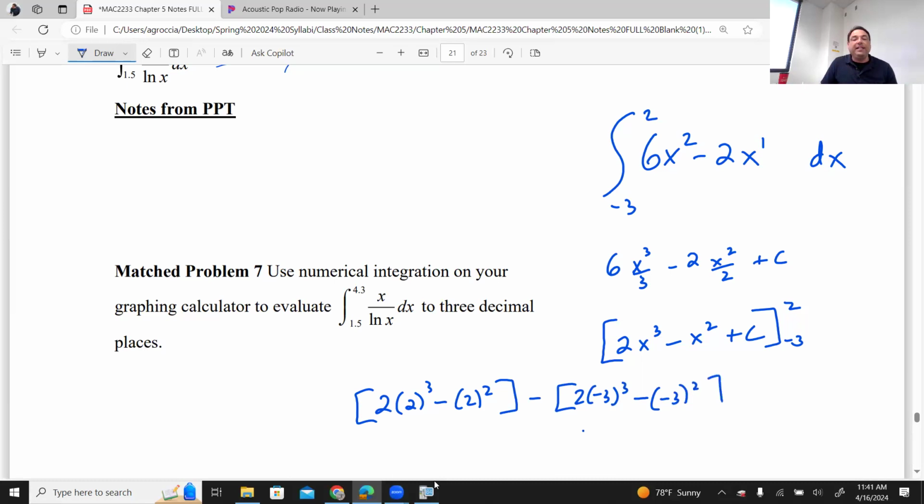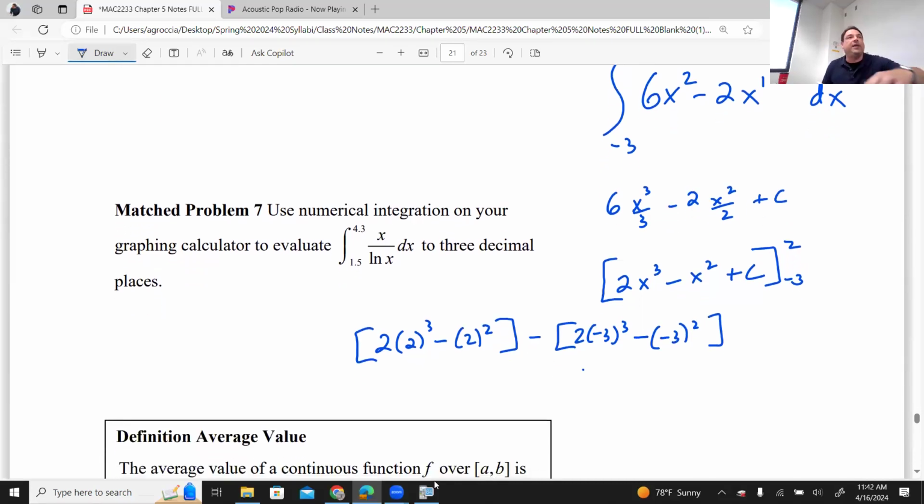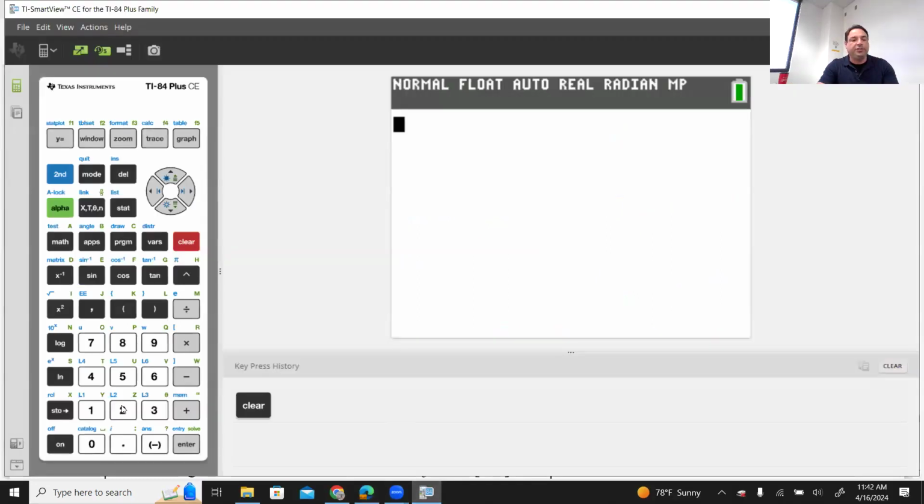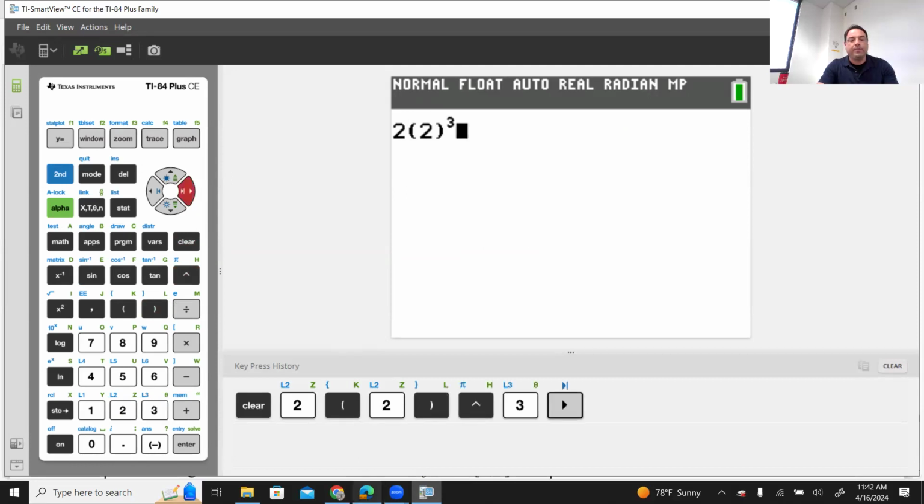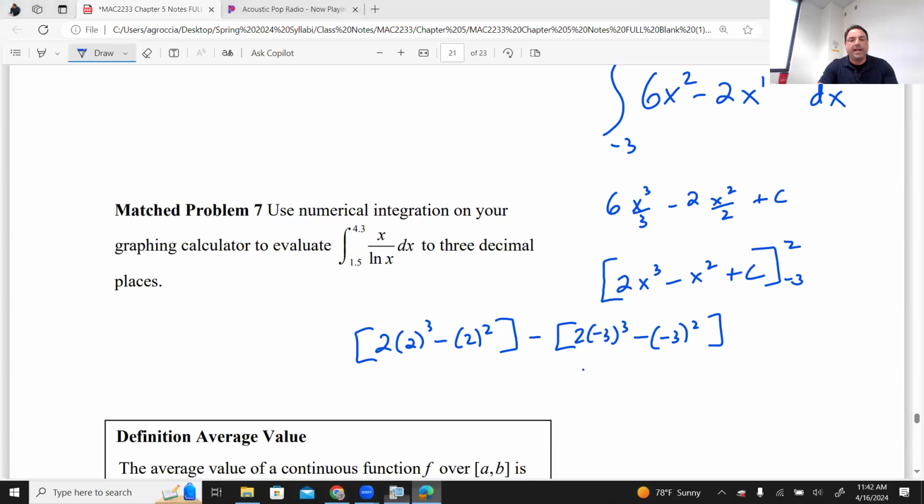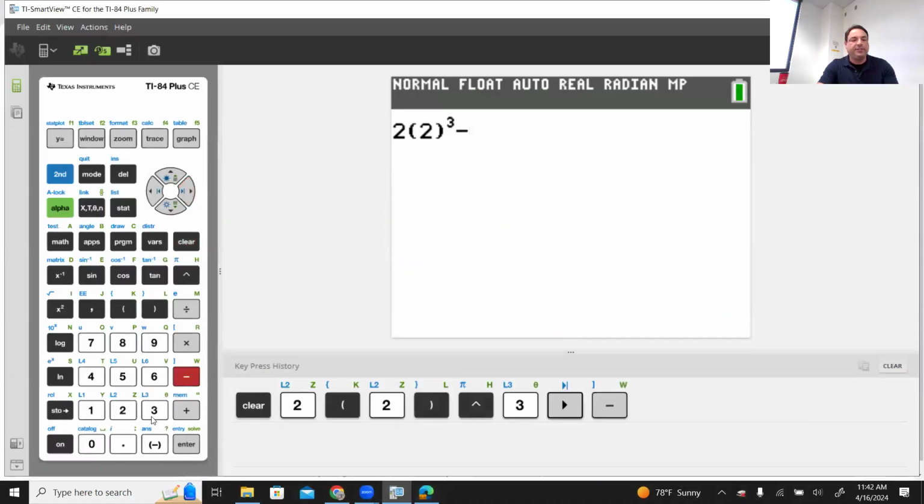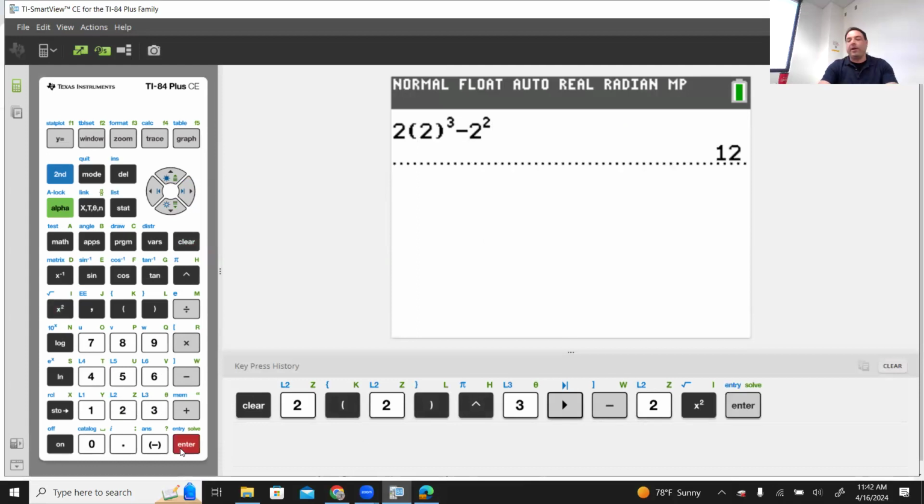Notice I'm being very careful to put it in parentheses, because a mistake people make is they mess something up with the sign, something with the order, some sort of mistake. So be very careful when you do that. So I'm going to do one at a time. The first one is 2 parentheses 2 parentheses raised to the 3 minus 2 squared. So the first part becomes 12.